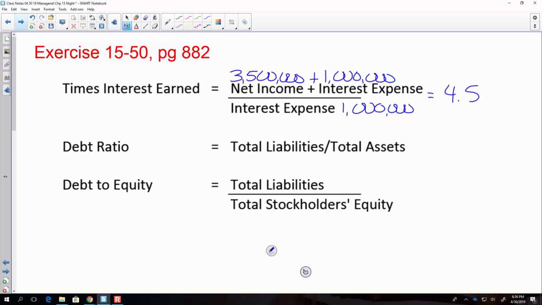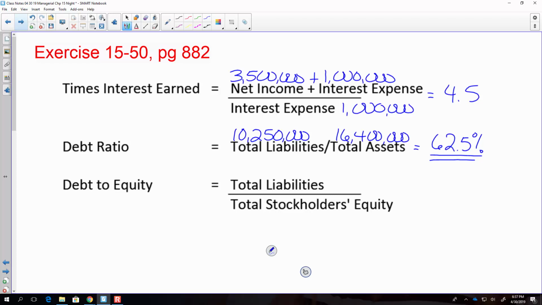Total liabilities to total assets. $10,250,000 over 16,400,000 of assets. How much is that, guys? 0.625 or 62.5%. So for every dollar of assets, 62 cents has been financed through debt.